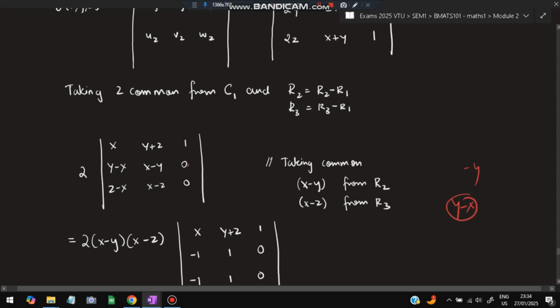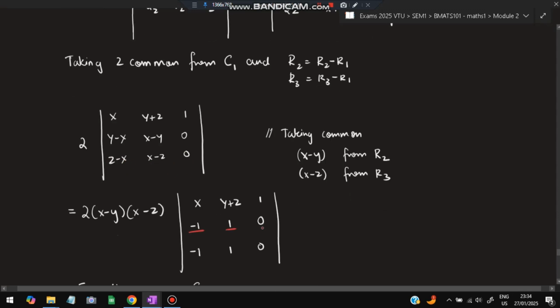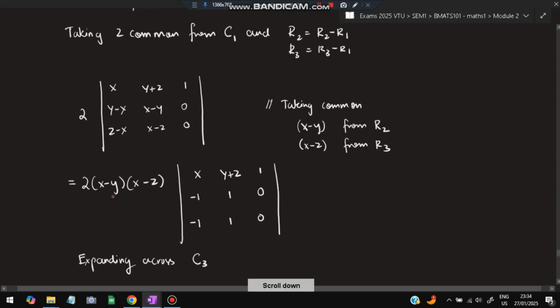So if we take x minus y common from this row, this will become -1, this will become 1, and this will be 0 only, because from 0 we can take anything, since anything into 0 is 0 only. So x minus y we have taken from here, so the answer will be -1, 1, and 0. And we'll take x minus z common from here. This will be -1, this will be 1, this will be 0. After that we'll write it here, and we'll be expanding it very easily.